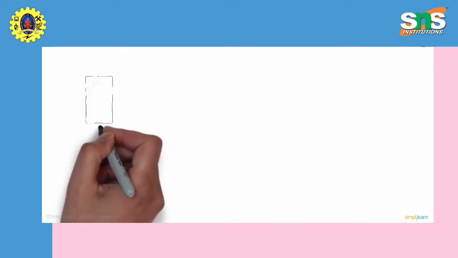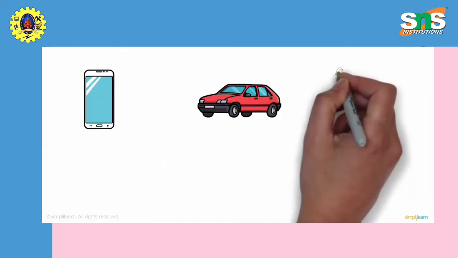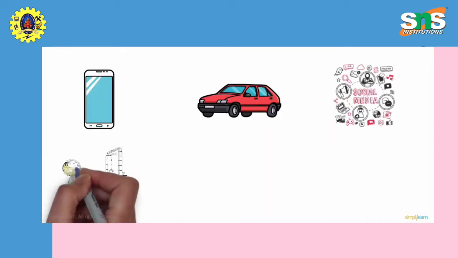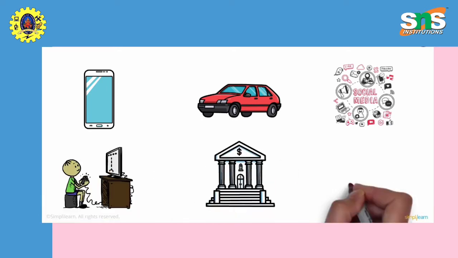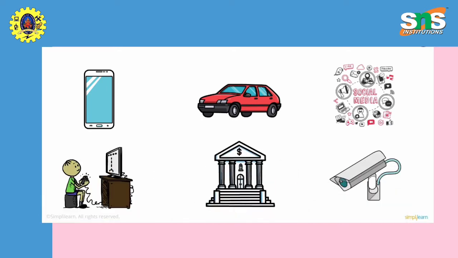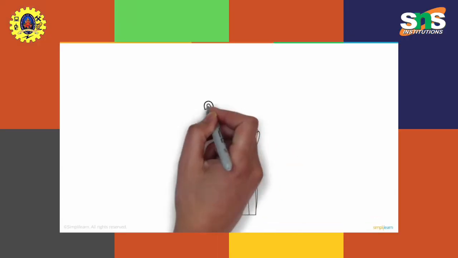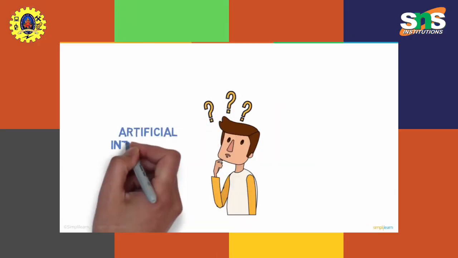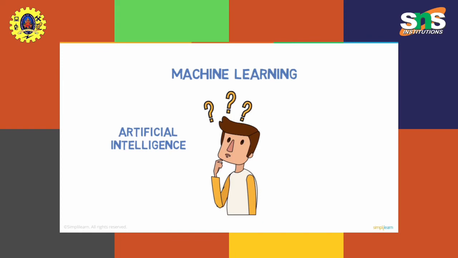In real life, smartphones, cars, social media feeds, video games, banking, surveillance, and many other aspects of our daily life use artificial intelligence. You must be wondering, well, how is artificial intelligence different from machine learning and deep learning?